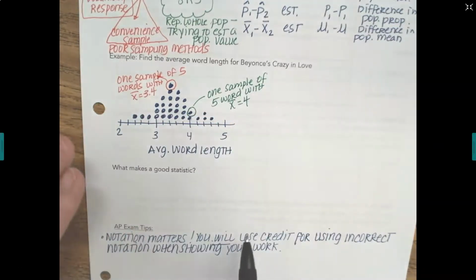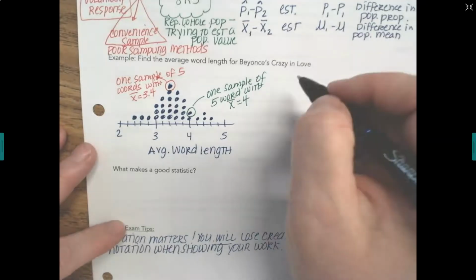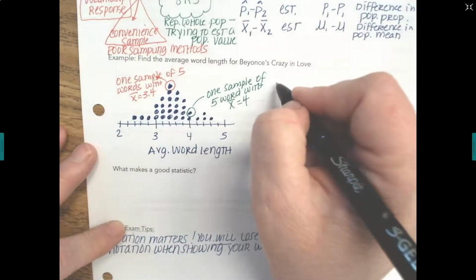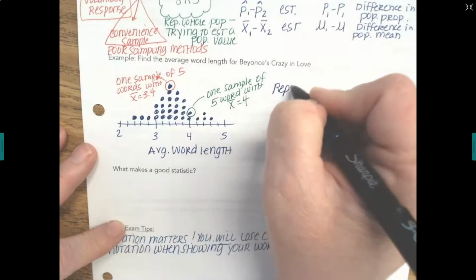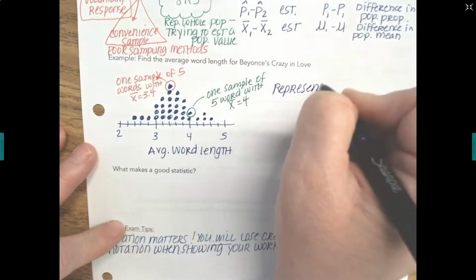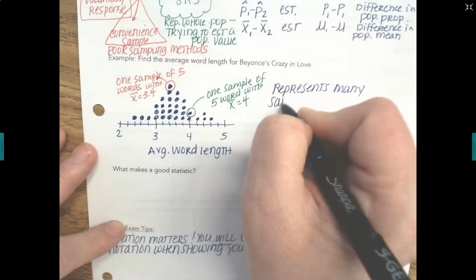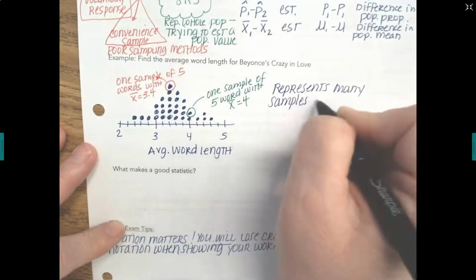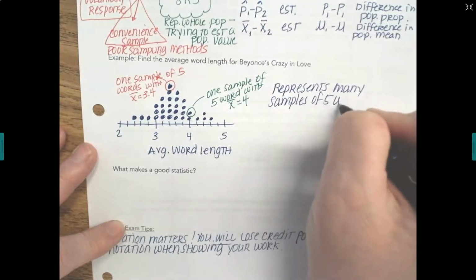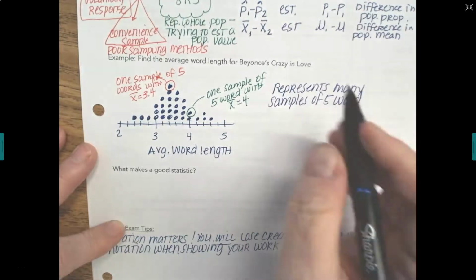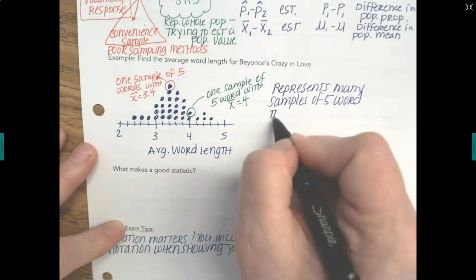So each dot is a sample, represents a sample of 5 words and the average calculated from that sample. So remember, you have to be able to identify what each dot means. So this dot plot represents many samples of 5 words and the average calculated for each.